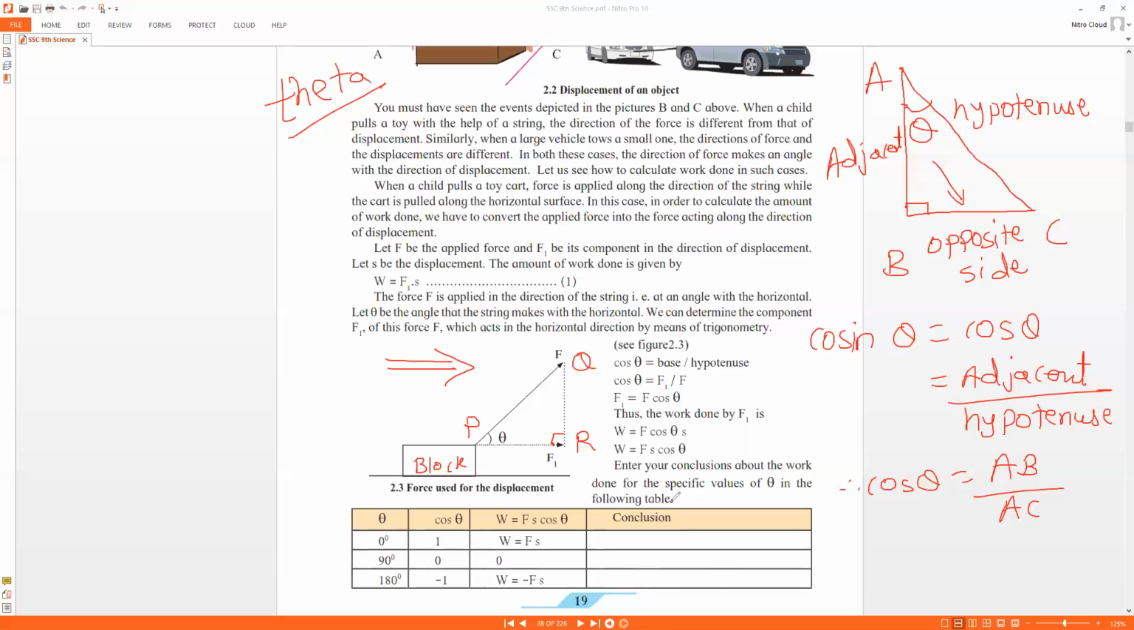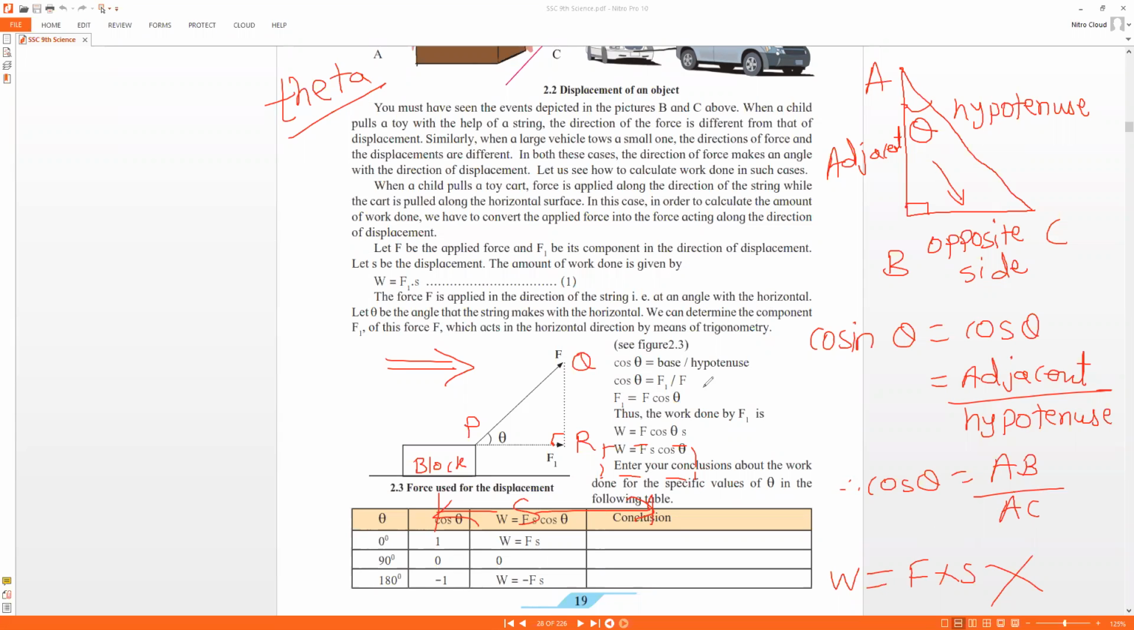So if you say the force is F, which is along PQ, and the displacement is S, the block moves a certain distance. So work done is equal to force into displacement. Here is the displacement S. Okay, then this will be wrong.